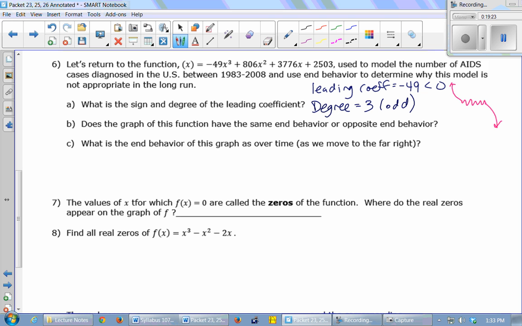So why is it that this thing is a bad model for the number of AIDS cases? Yeah, you can't have a negative amount, and the end behavior of a cubic will always go down towards negative infinity in the long run. Okay, so the end behavior of this graph over time, as we move to the right, we would say as x approaches infinity, f of x approaches negative infinity. Okay? So as time marches forward, this says that the number of cases of AIDS will go towards negative infinity, which is impossible.